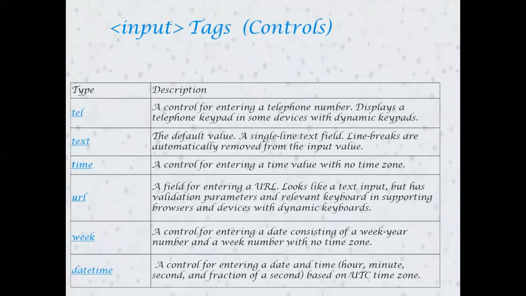Input type, more controls are there. Telephone is for entering the telephone number. Text is for text content, the text box. Time is for controlling only the time. URL is for linking pages; you put this control there. Week is where only the week will be there. Datetime is a control for entering date and time: hour, minute, second, and fraction of a second, and so on.